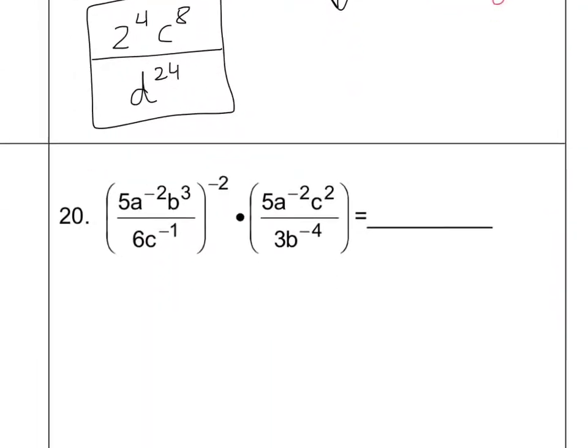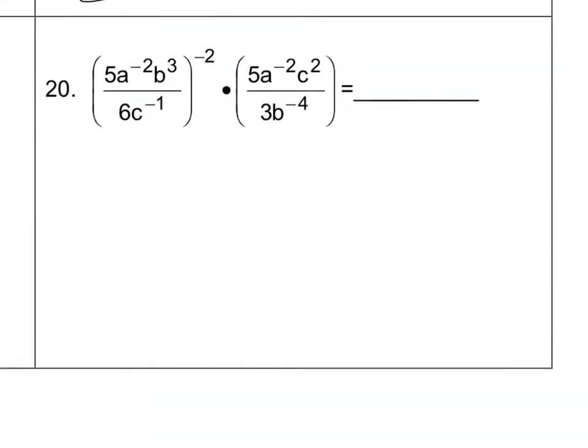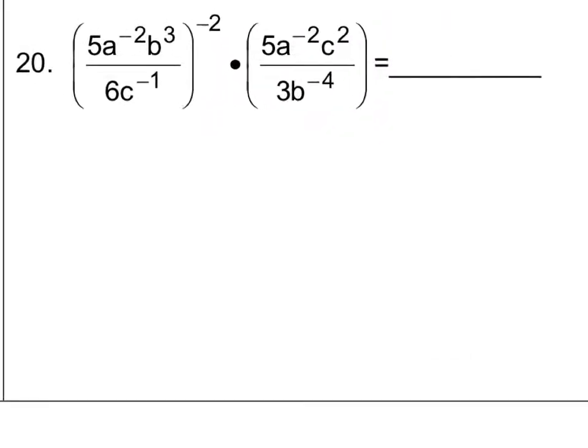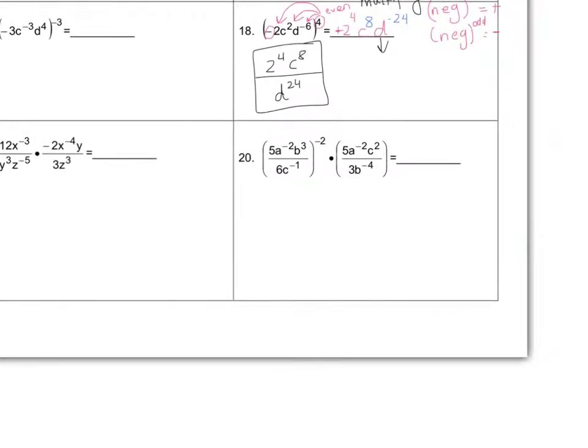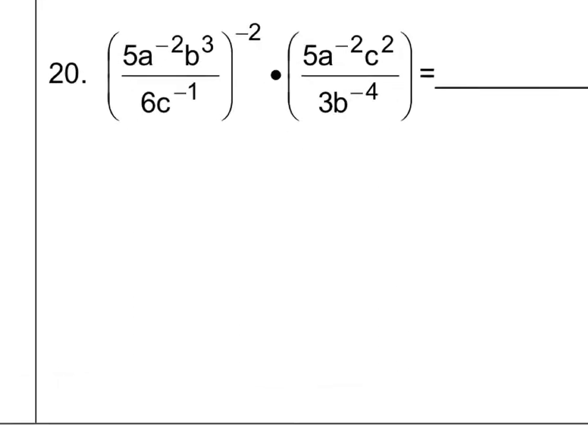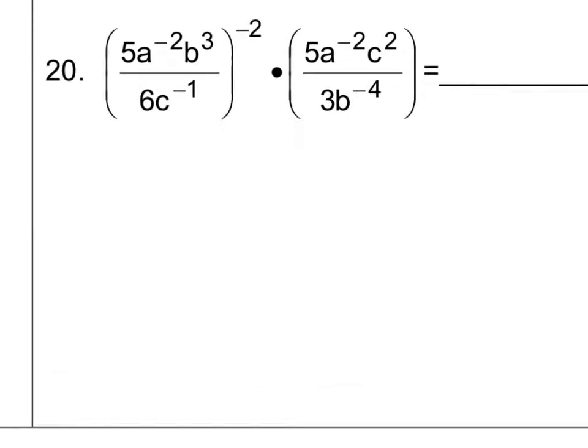Now let's move on to number 20. Now this one, you might think that it's complicated, but take your time, do it one step at a time, and it will be easy. But you need to divide your work. Now since you have a negative 2, move the negative 2 to each one in the parentheses.